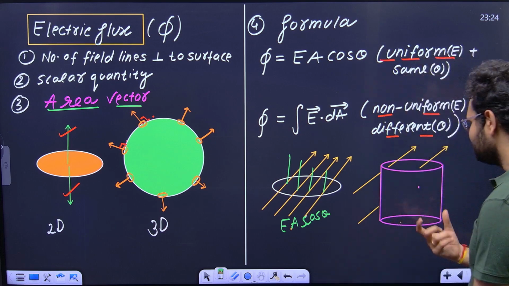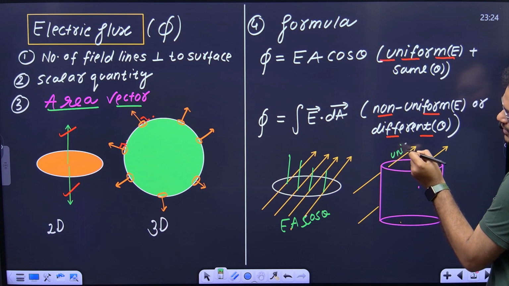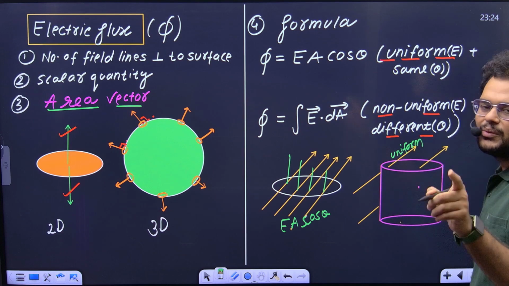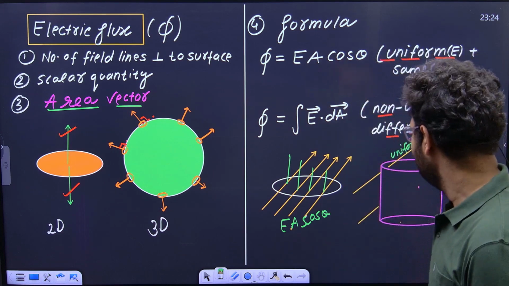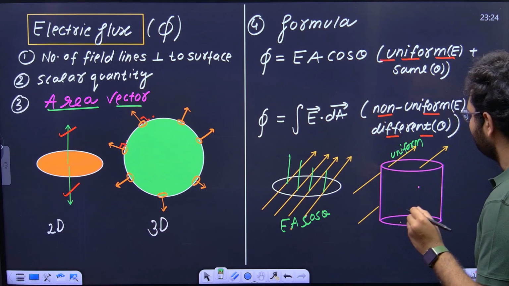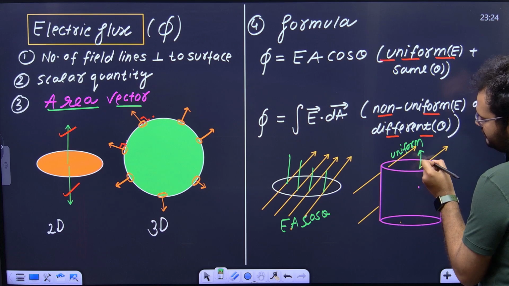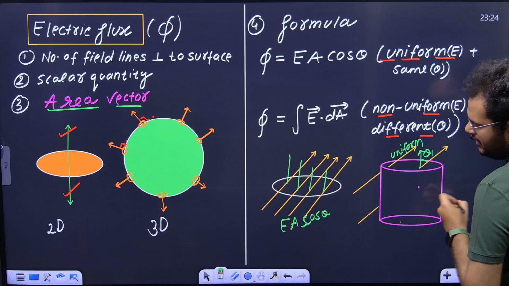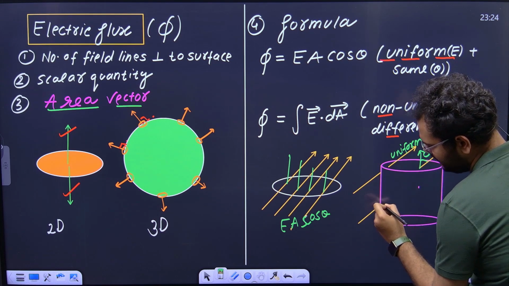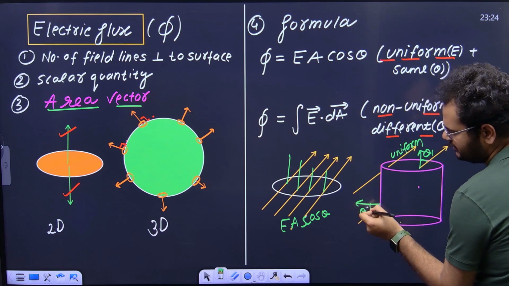Okay. What about this, sir? Here the electric field is uniform, but there is one problem. What problem is there? The angle is different. The angle is not the same everywhere. Where is my area vector? This is the area vector. Let us say this is angle theta 1. Now, where is the area vector for this curved surface? This is the area vector, and let us say this angle is theta 2.